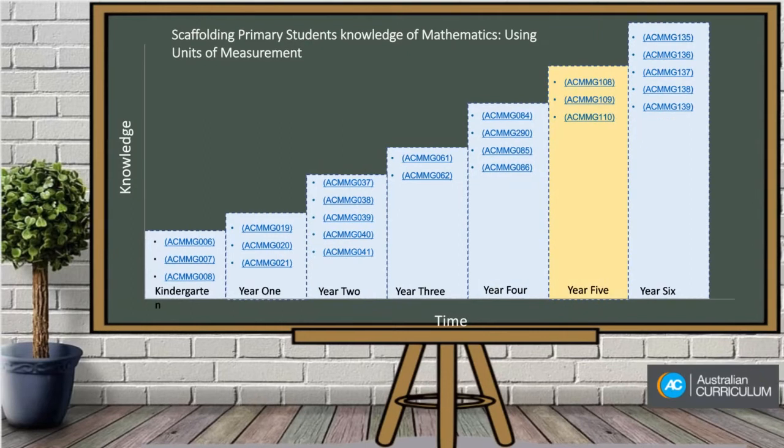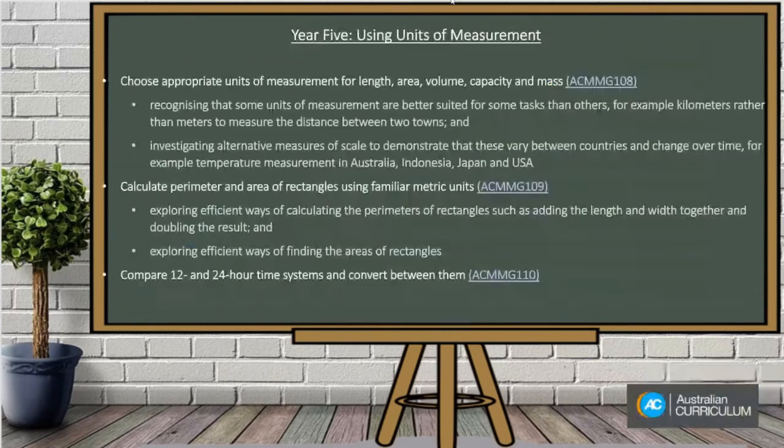Within this 7-year continuum, this presentation will focus specifically on the unit of measurement for Year 5. Just to recap, in Year 5, this unit includes choosing appropriate measurements of units for length, area, volume, capacity and mass, and calculating perimeter and area of rectangles using familiar metric units. I'll now pass to Zoe, who will expand more on this topic.